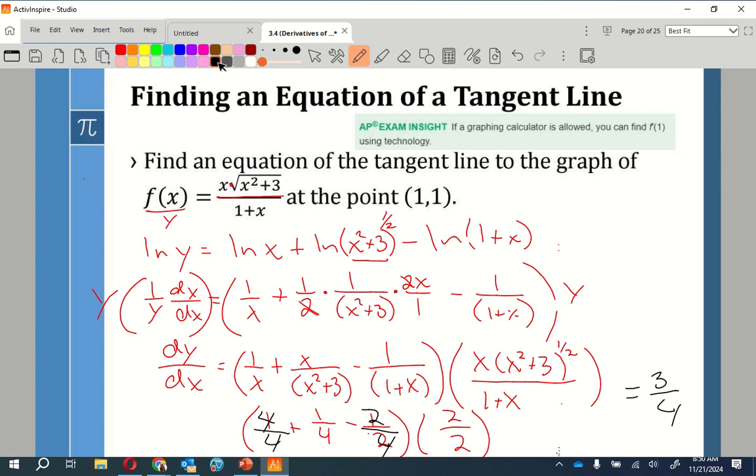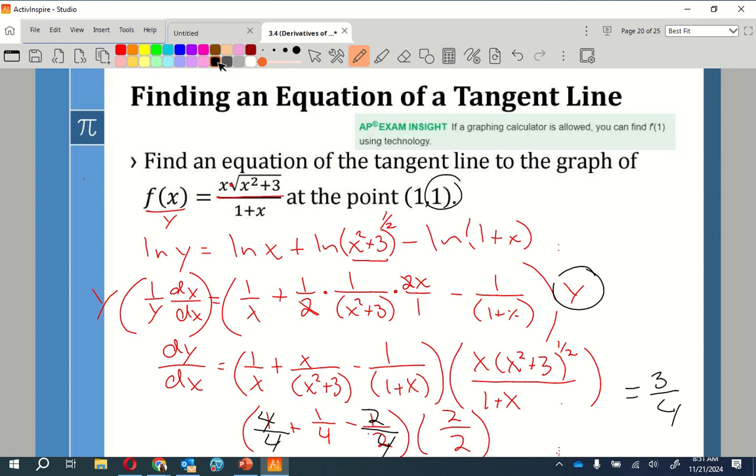Now, anyone notice? Couldn't I just plug in my y value instead of actually doing the whole thing? What was my y value? It was 1. Didn't I already know that y is equal to 1? You could have done that in the first place, because I already knew what the y was. Instead of actually plugging in the x for every single one of these, I got 2 over 2, which is still 1. So I get a slope of 3 over 4.